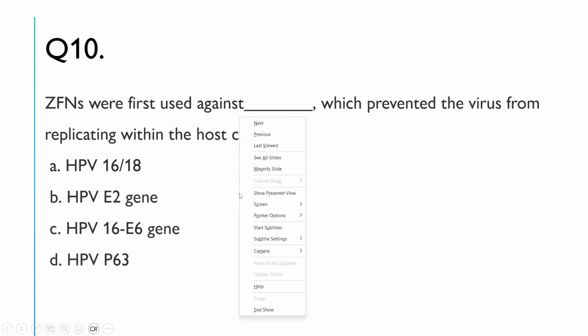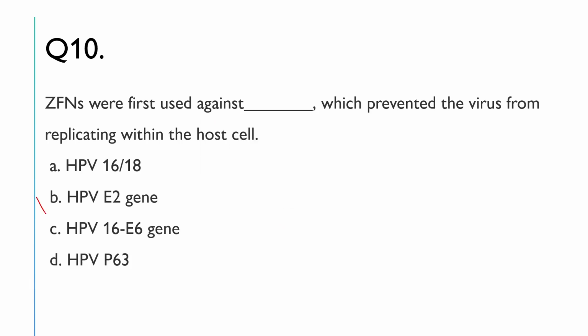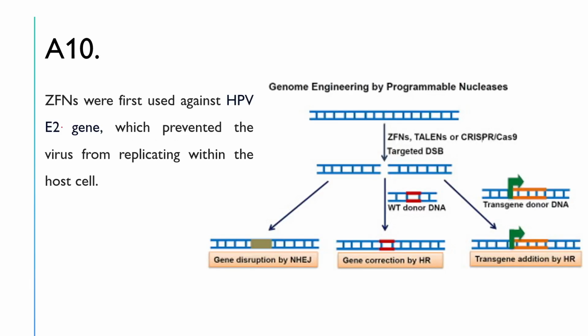So I got two answers only. So the answer is HPV E2 gene. Zinc finger nucleases were first used against the HPV E2 gene, which prevented the virus from replicating within the host cell. So how do these zinc finger nucleases work?